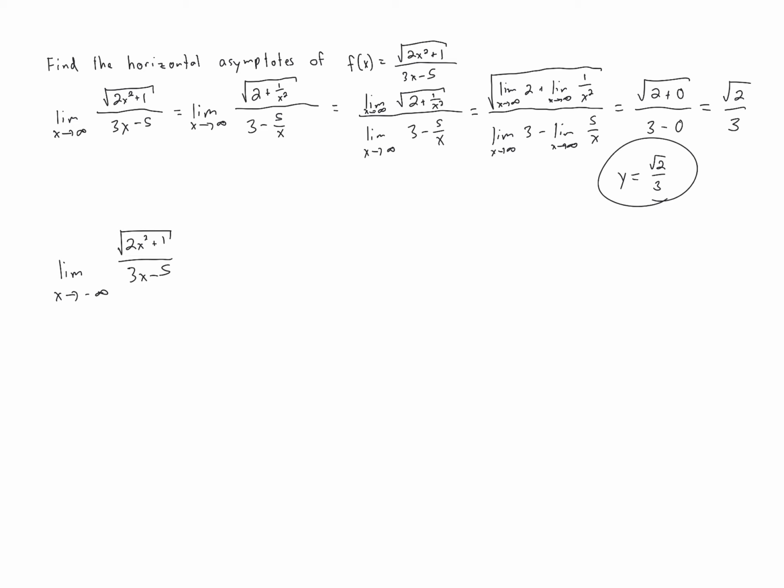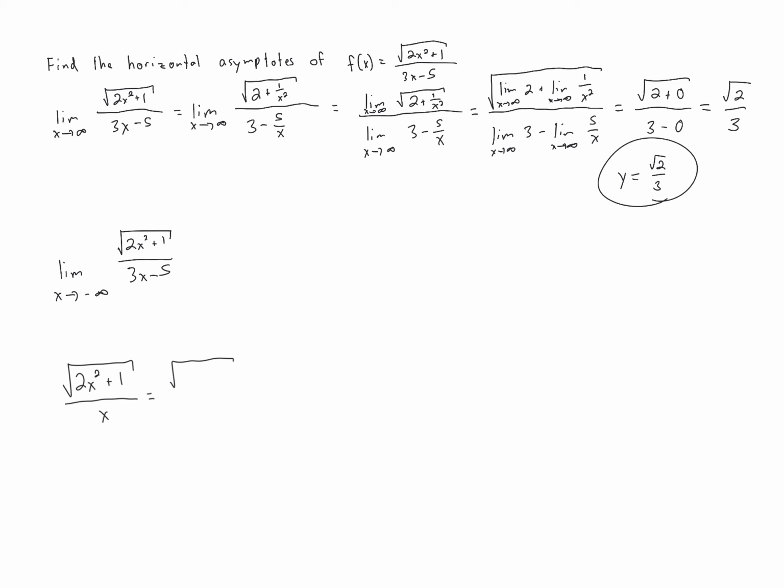Now, a lot of what we're going to do here is going to be the same, but some of it is going to end up being a little bit different. And in particular, the place where something's going to be different is actually this first step when we divide the numerator by x. And I want to do this off to the side here. If we take the square root of 2x squared plus 1, and we divide that by x.